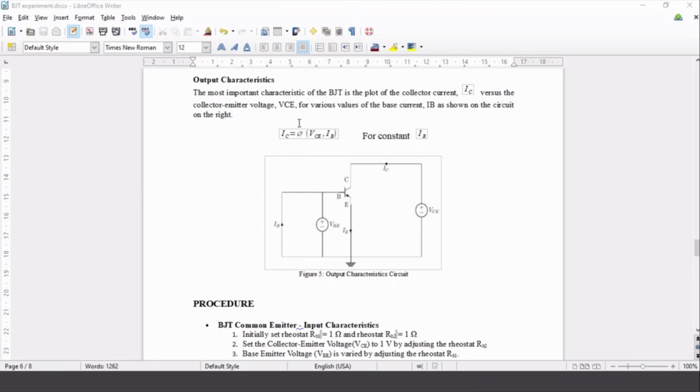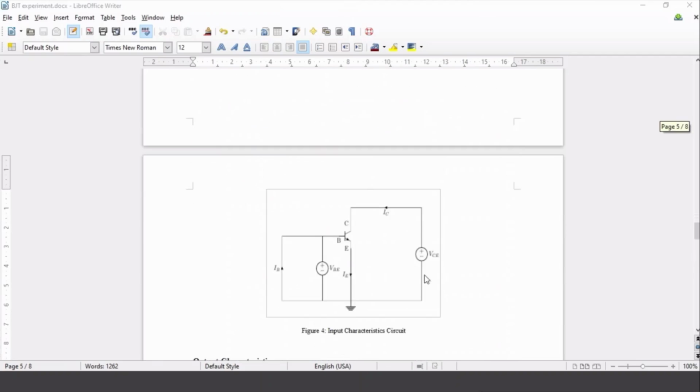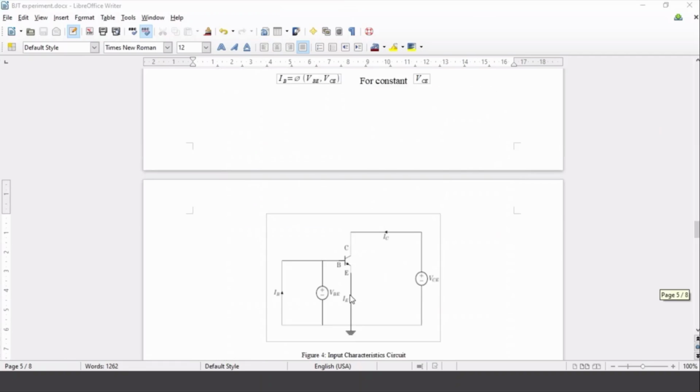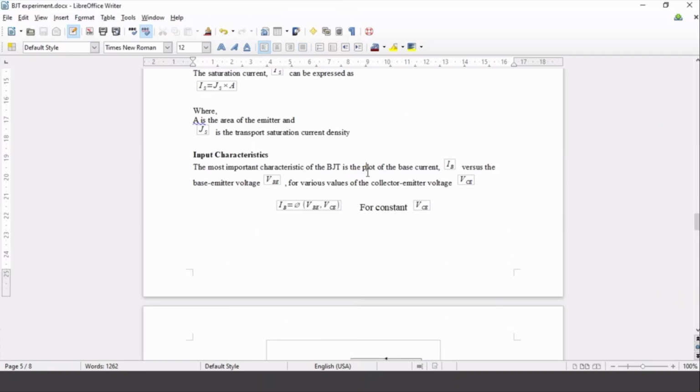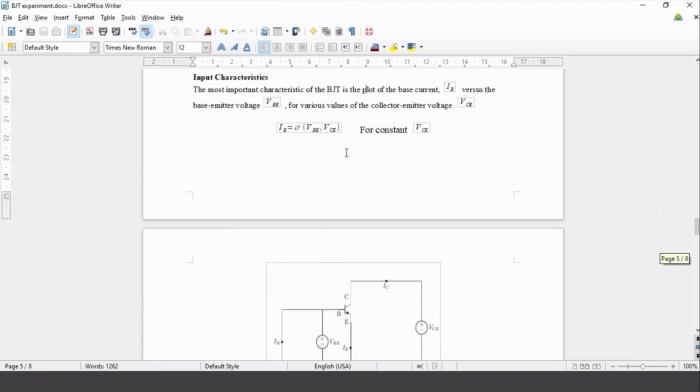Yes, so let us resume. I was talking about the characteristics which we need to plot. So what are the input characteristics for a common emitter configuration? So this is a common emitter configuration. The input is connected between base and emitter, and output is measured across collector and emitter here, right? So this is to measure the characteristics. What are the input characteristics? The input characteristics is nothing but the relationship between the currents. Which currents do we have? The base current versus the base emitter voltage. Okay, base current IB versus the base emitter voltage.